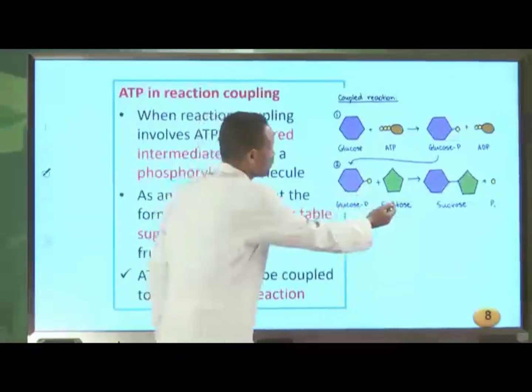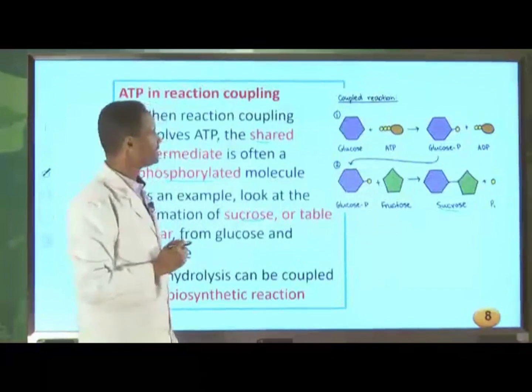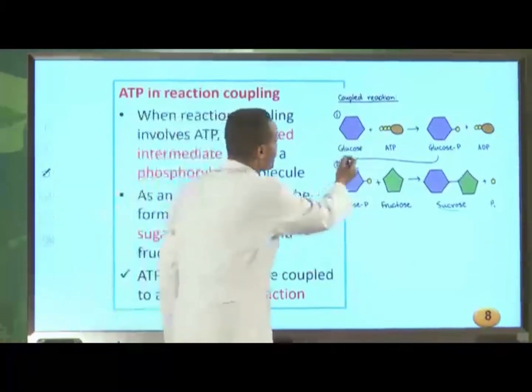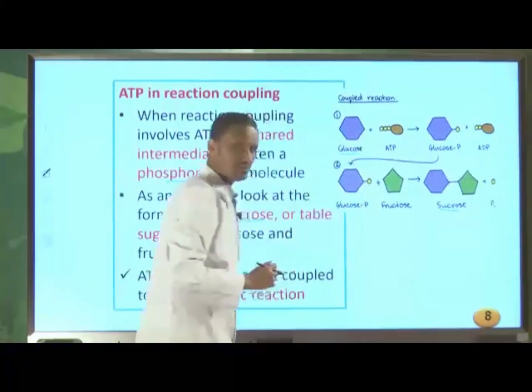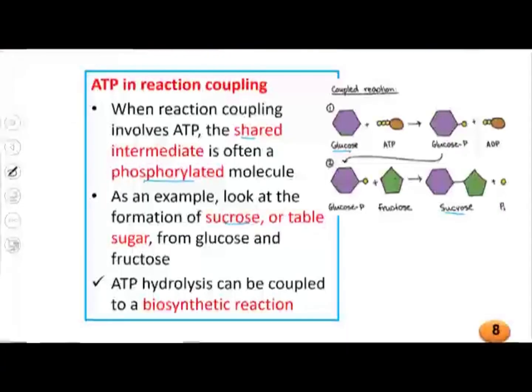This one is sucrose. Let me show how this sucrose is formed by coupled reactions. In the first case, glucose is one of the monomers of carbohydrate, which is a single unit, or it is a monosaccharide.